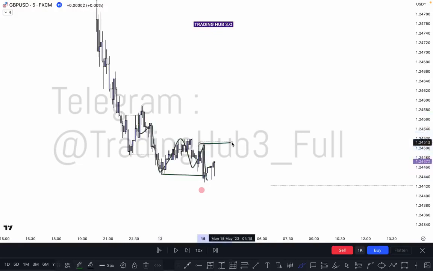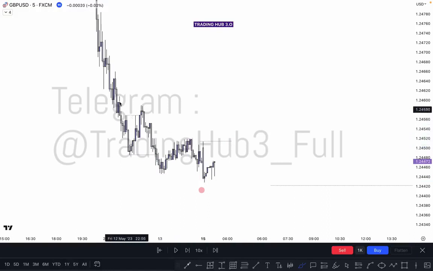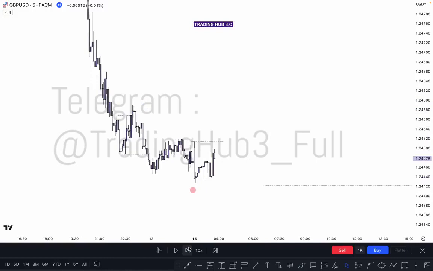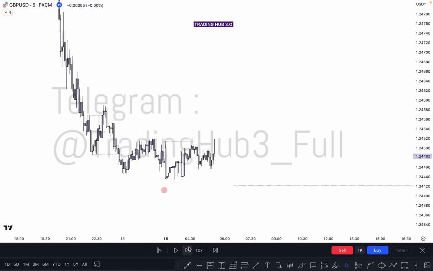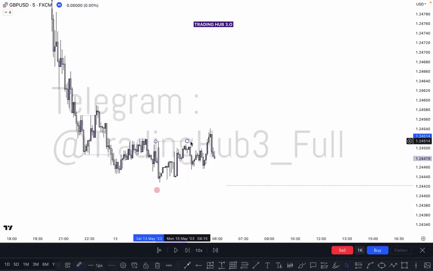So once the first pullback is broken, then we can take a decision for the buy, because the market has already taken out this one like this. So it means this is our fake chop, right? So you don't need to buy here, you have to wait for it again. So let's see what happened next after this one. All right, so the market is still ranging and finally the market breaks this one.